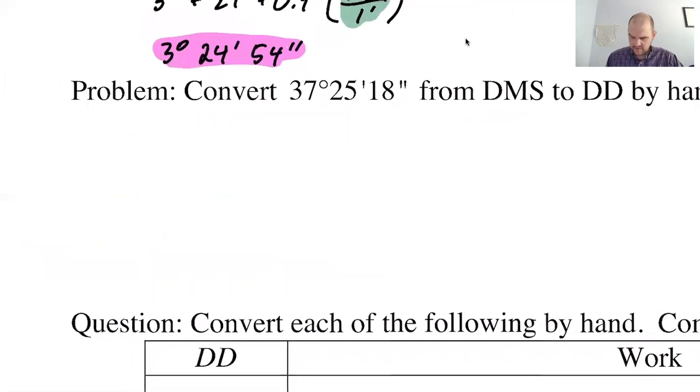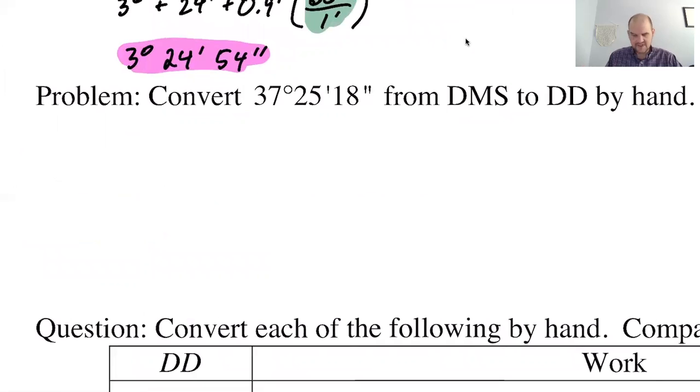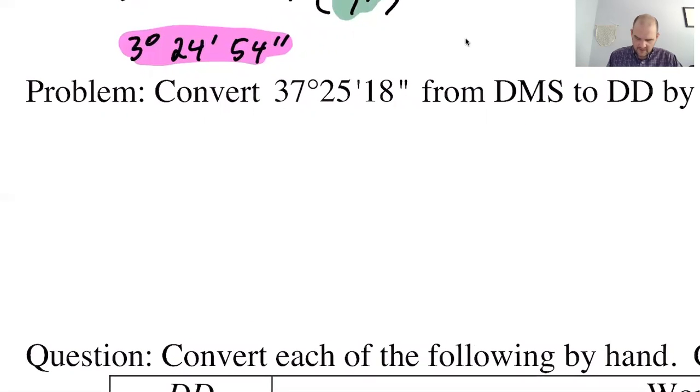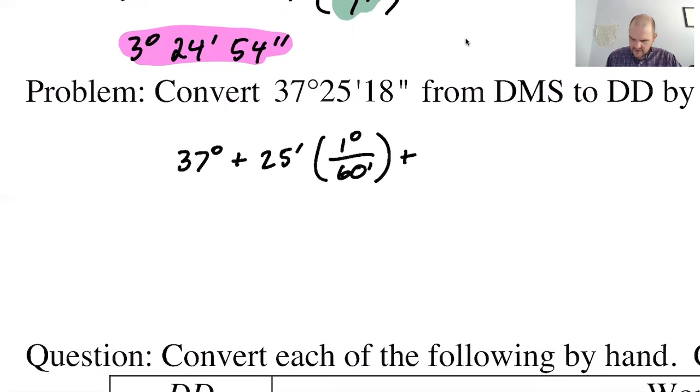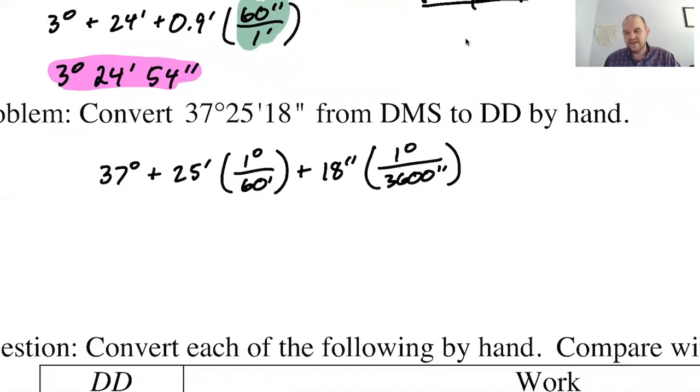So let's convert this from degrees, minutes, seconds to decimal degrees by hand is what it says. Really by hand means like using a 4-function calculator, I think. So what I'm going to do is I'll say that this is 37 degrees plus 25 minutes times 1 degree is 60 minutes plus 18 seconds times 1 degree has 3,600 seconds in it. So that's what I would write. That's doing it by hand, basically.